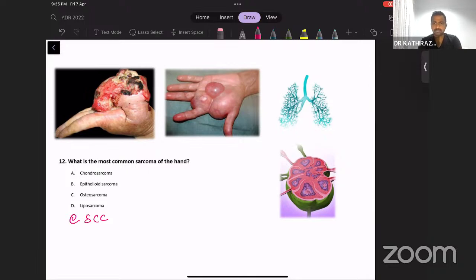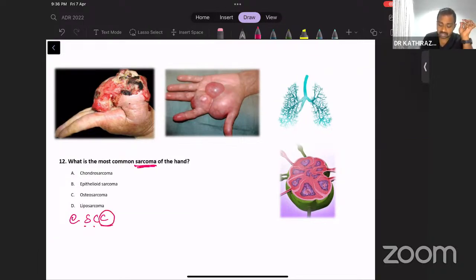You are answering now. A, E. Think. Mohan, just because I have given option E, you got immediately confused. That is a problem. The question clearly asked, which is the most common sarcoma? What is the option I have added last? Most common squamous cell carcinoma.